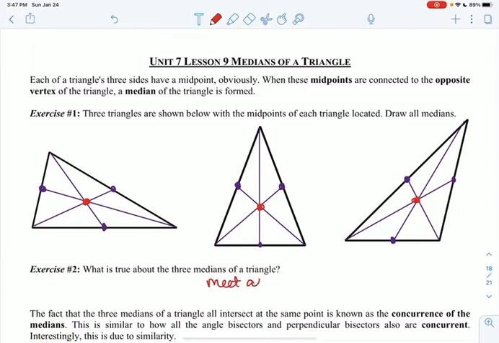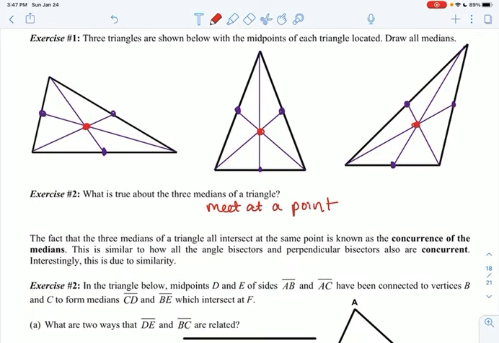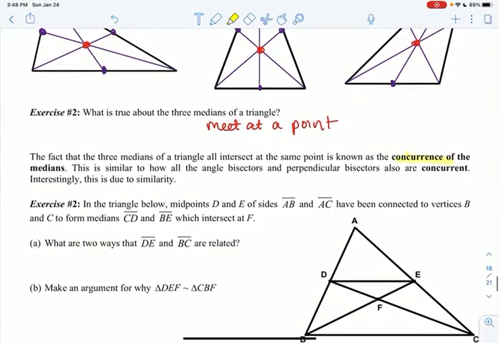Meet at a point. The fact that the three medians of a triangle all intersect at the same point is known as concurrence. So it's similar to how all the angle bisectors and perpendicular bisectors were also concurrent. The medians, though, have a special relationship. All right, so we're going to look at that in exercise 2.